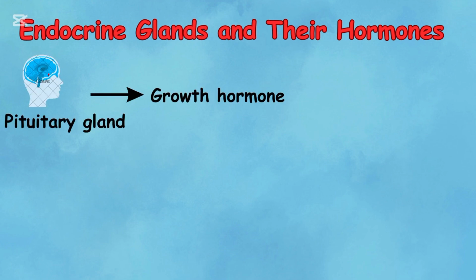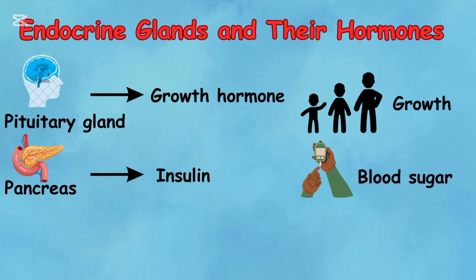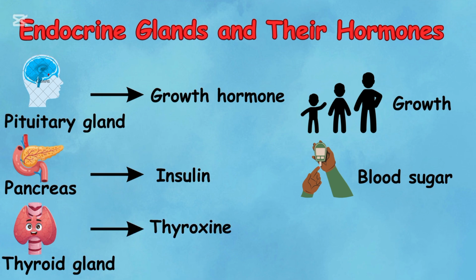Let's see some examples of endocrine glands and the hormones they secrete. The pituitary gland secretes the growth hormone, which regulates growth. The pancreas secretes insulin, which regulates blood sugar. The thyroid gland secretes thyroxine, which regulates metabolism.